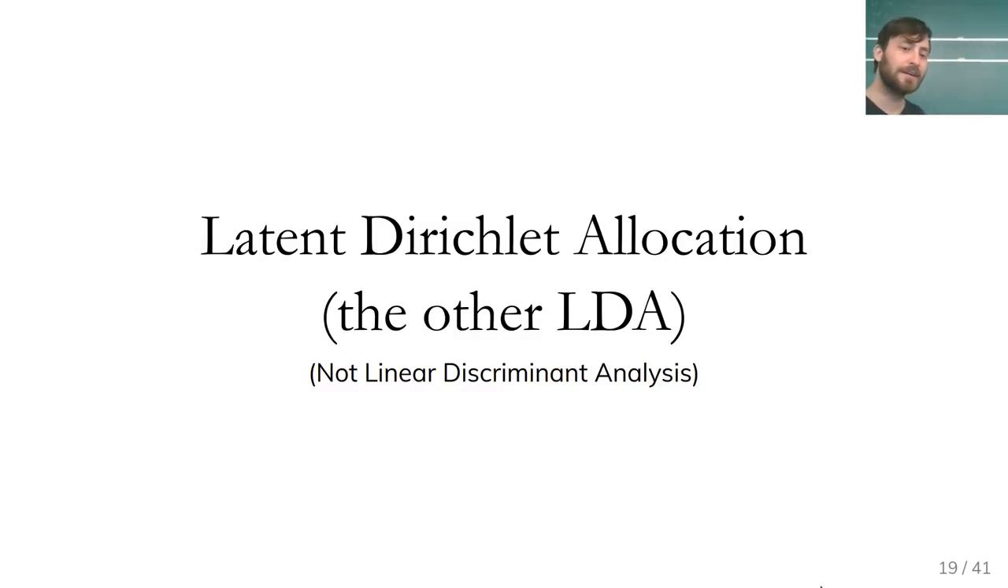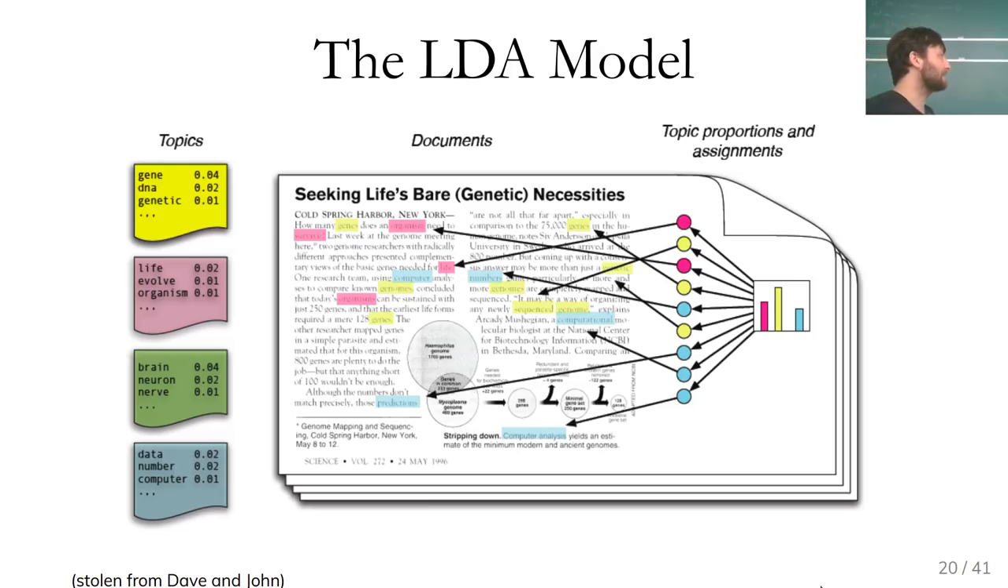The idea here is exactly the same as we talked about with NMF. We want to get topics, and we want to model for each document which are the prevalent topics. Here's a nice slide from Dave Blei and John Paisley that I stole. Let's say you have your collection of documents, and for each document you want to say what are the topics that are prevalent, as shown here, and what are the topics overall.